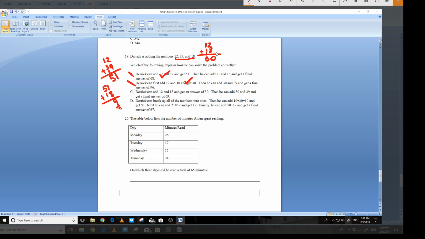C. Derek can add 12 and 18 and get an answer of 30. Again, through B, I know this is correct. Then he can add 30 and 39 and get a final answer of 69. Okay, I enjoy this 9 here. Let's see if this is correct. 30 and 39: 0 plus 9 is 9, 3 plus 3 is 6. Wow, same as C, right? Let's see, 5 plus 1 is 6. So this one also gave me 69. So C is the correct answer. I really like this one. Okay, that's how you solve number 19.